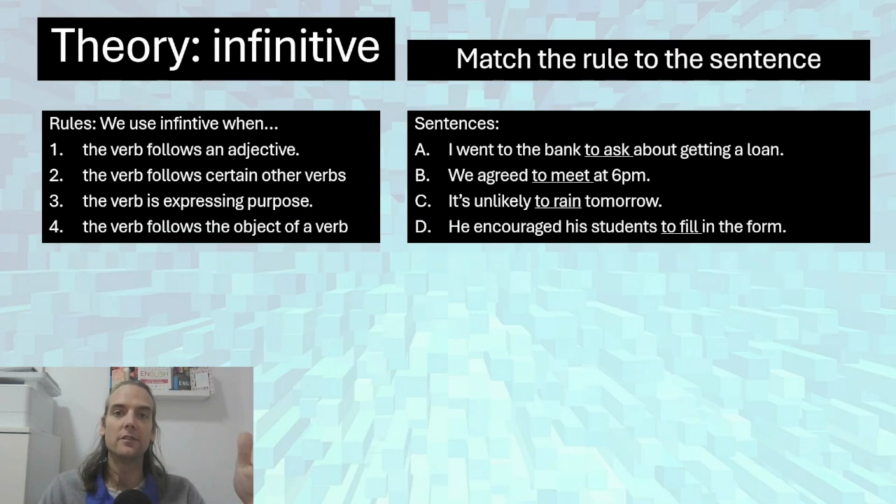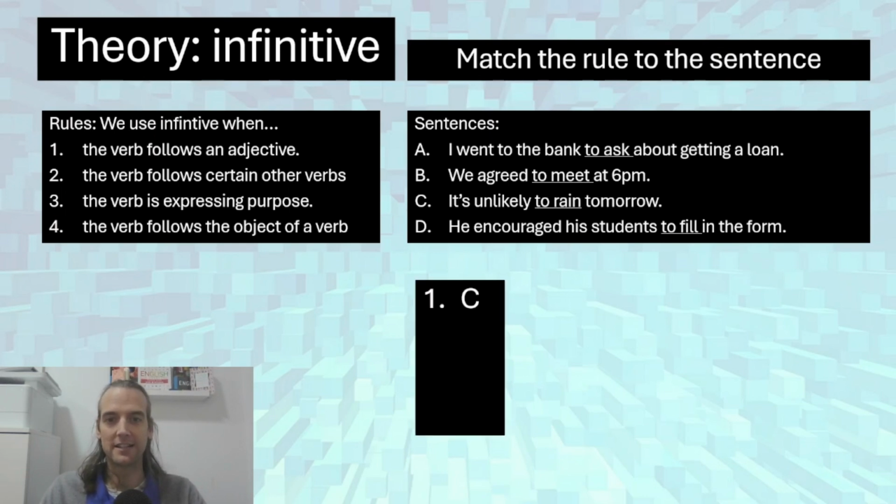Let's do the same for the infinitive. I've got 4 rules for when we use the infinitive that I think are the most useful ones, and 4 sample sentences. Pause the video, match the rule to the sentence. And we should have number 1, can we see an adjective? Yes, in sentence C, unlikely is an adjective. It's unlikely to rain. I'm happy to help you. It's nice to meet you. Adjective, often followed by infinitive.